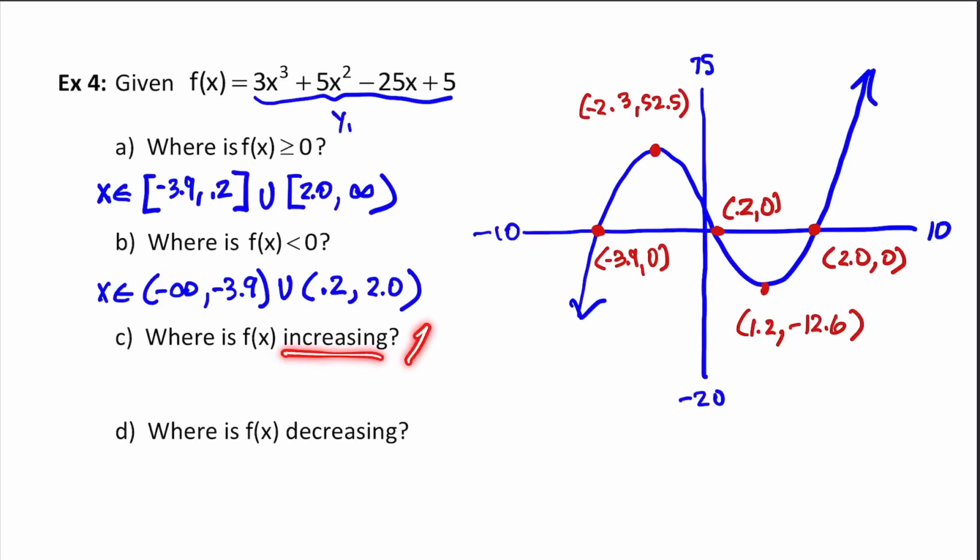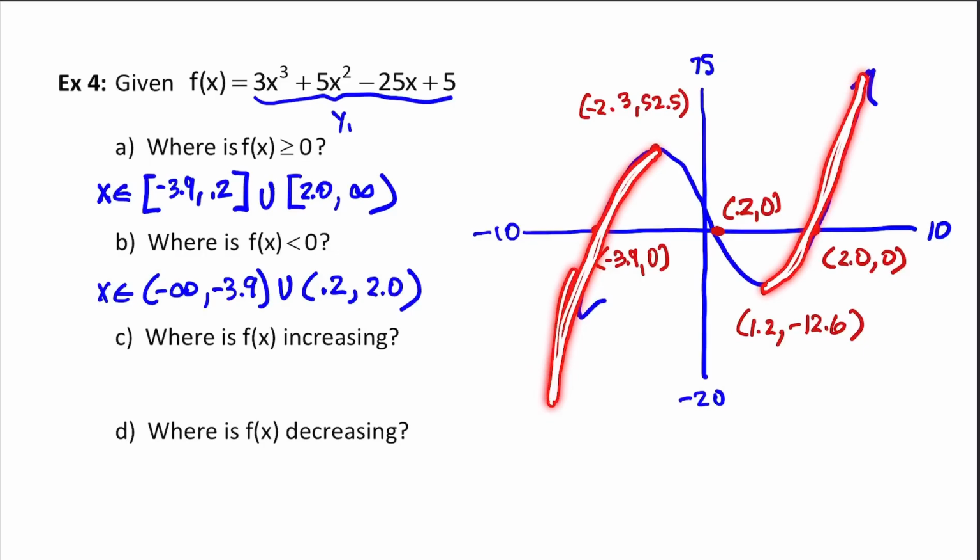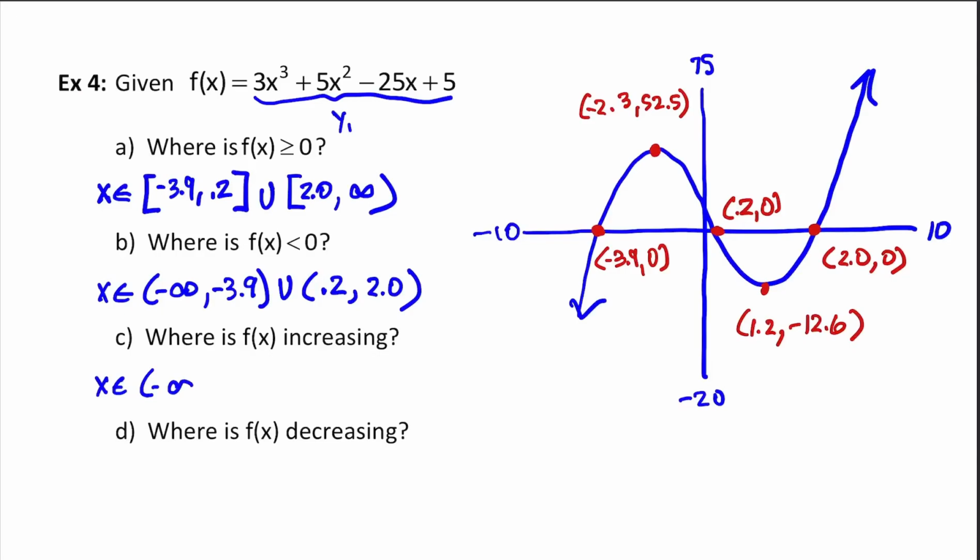Next, we have increasing. That means moving up. This whole piece here is increasing, and this whole piece here is increasing. So I need to represent these two intervals, negative infinity to negative 2.3 and 1.2 to positive infinity. All right, so x is an element of parentheses, negative infinity, but now we're going to negative 2.3, parentheses, union 1.2 to positive infinity.